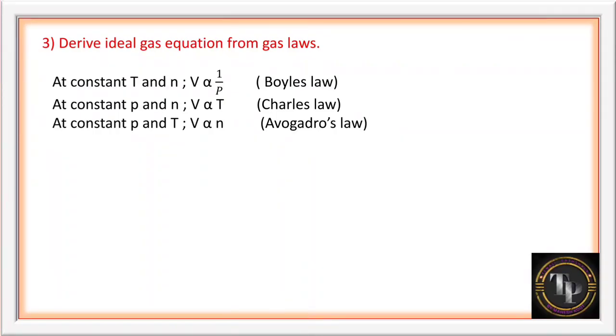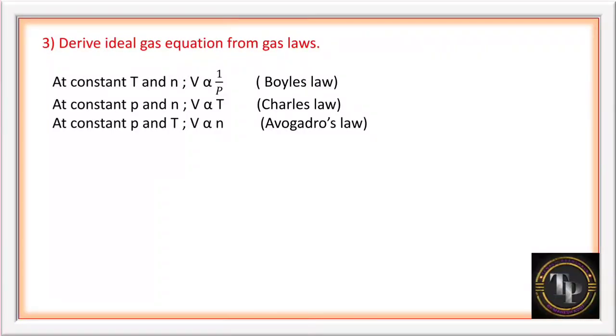At constant pressure and number of moles n, V is directly proportional to T, where T means temperature. This was given by Charles' law. At constant P and T, V is directly proportional to n, the number of moles. This was given by Avogadro's law.